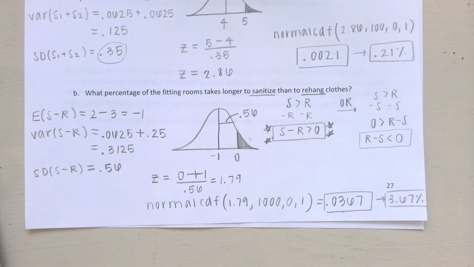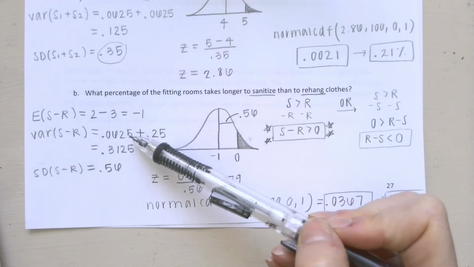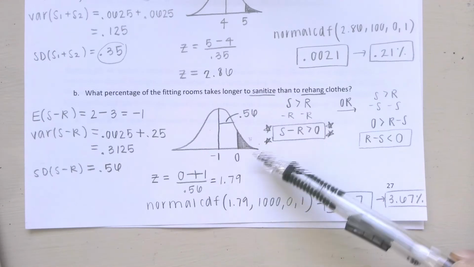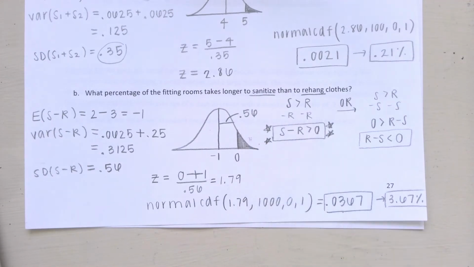Please don't try to skip steps here. We want to see everything that's on here. Show me your work for mean, show me your work for that variance and standard deviation. You absolutely need a picture, your z-score, and then your percentage. Let's take a look at a few more examples on the next page.